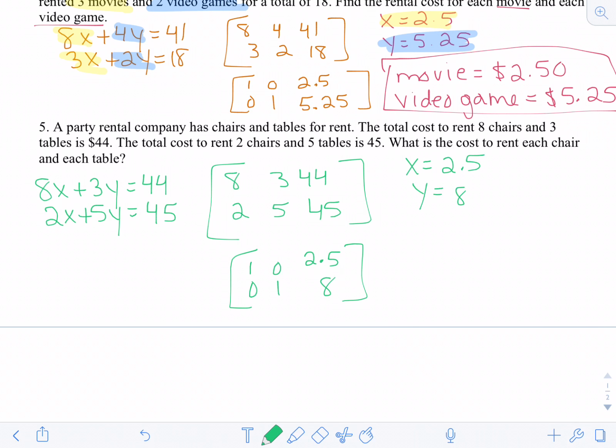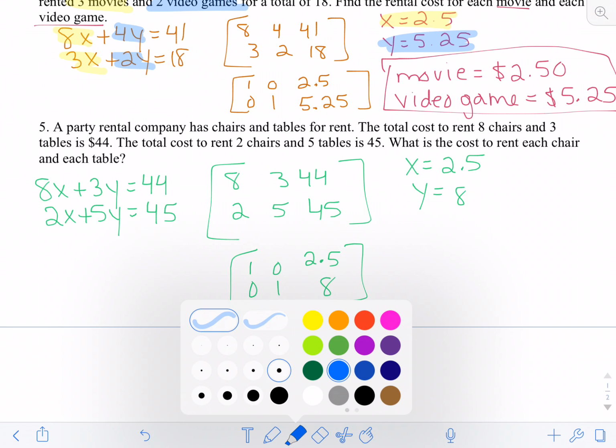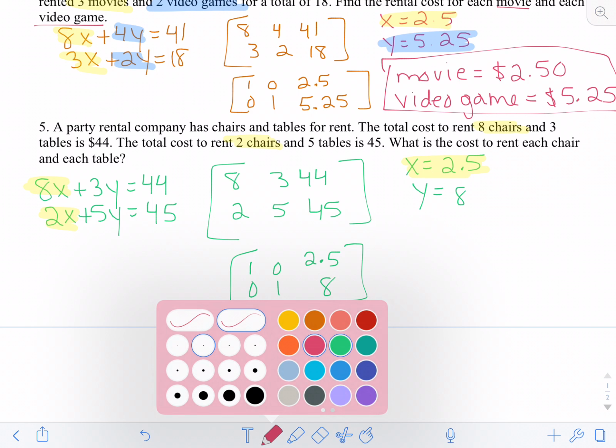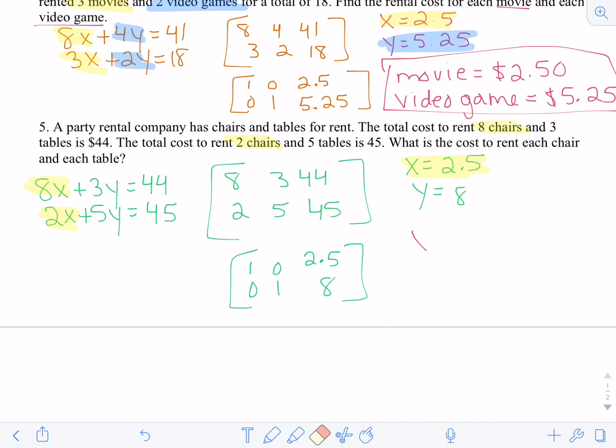But you have to make sure you know what you're talking about, so you need to go back and look. You have X is equal to 2.5. So X I have beside 8 and 2. Well, what was 8 and 2? It was 8 chairs and 2 chairs. So the 2.5 then is chairs. So for a chair, it costs $2.50 to rent.